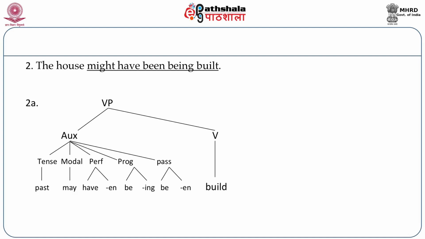"The house might have been being built." In this we have tense which is marked on the modal because that is the first auxiliary. We have other auxiliaries, perfective, progressive, passive. However, tense is marked on the modal because that is the first auxiliary.